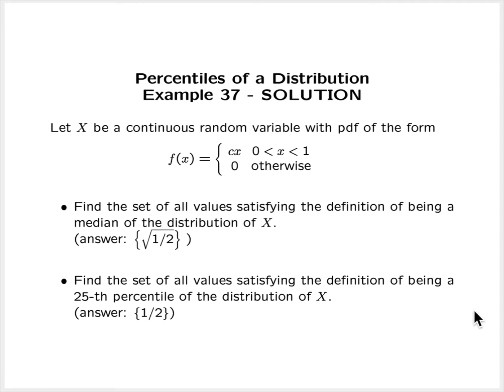So to summarize, finding the set of all values satisfying the definition of being a median of the distribution, there's only one, the square root of 1/2, and the only 25th percentile of the distribution is 1/2.